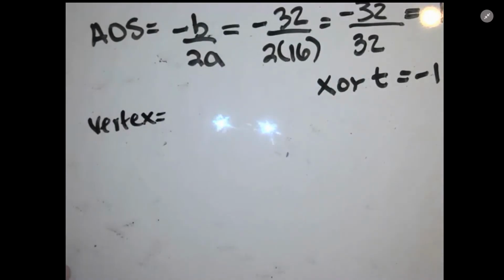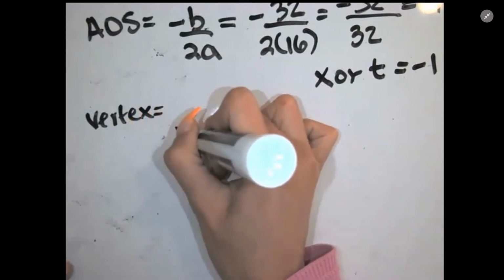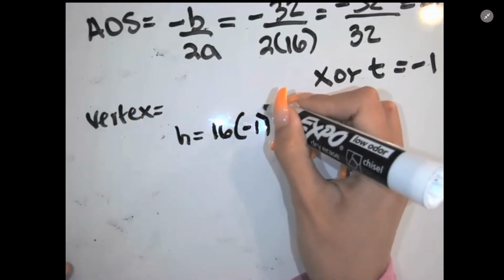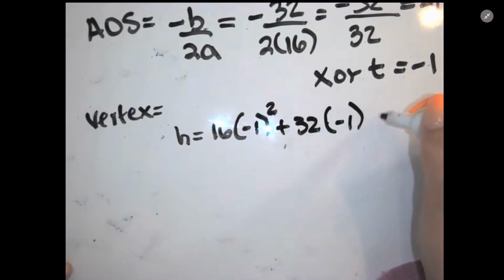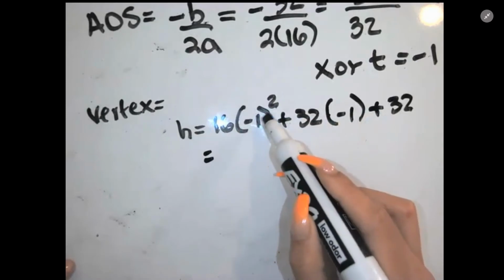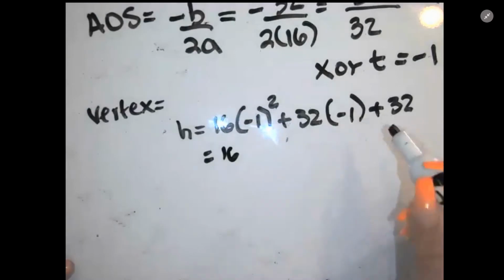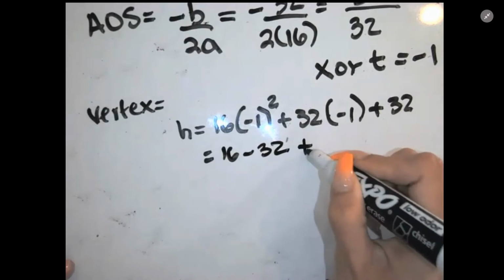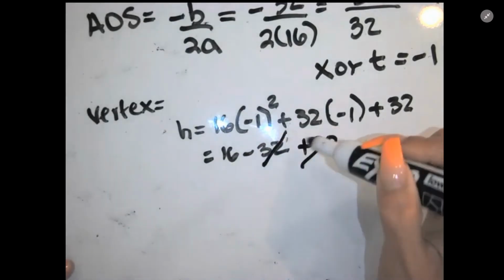So we can just plug our t value into our original equation. So that means we're going to have h equals 16 times negative 1 squared plus 32 times negative 1 plus 32. So negative 1 squared is just positive 1, and positive 1 times 16 would give you just 16. Then negative 1 times 32 would just be negative 32, and then plus 32.